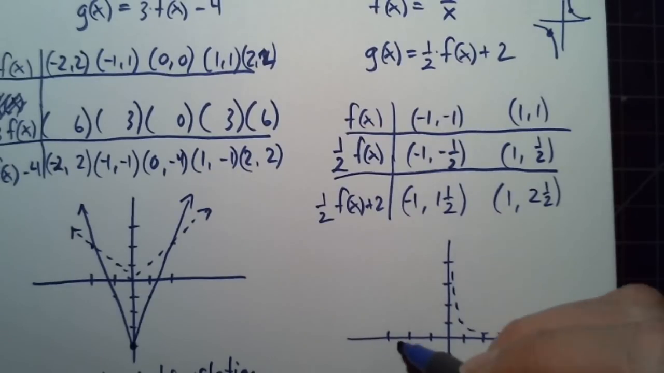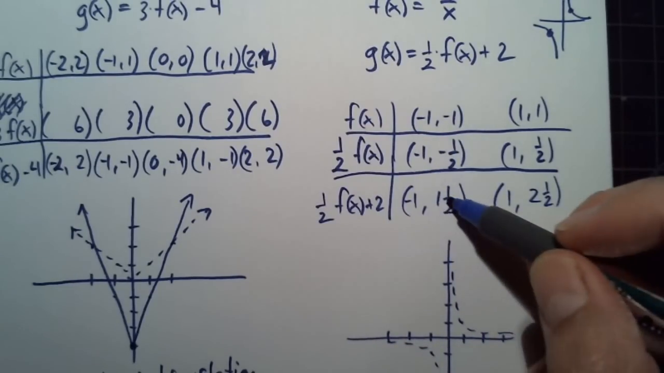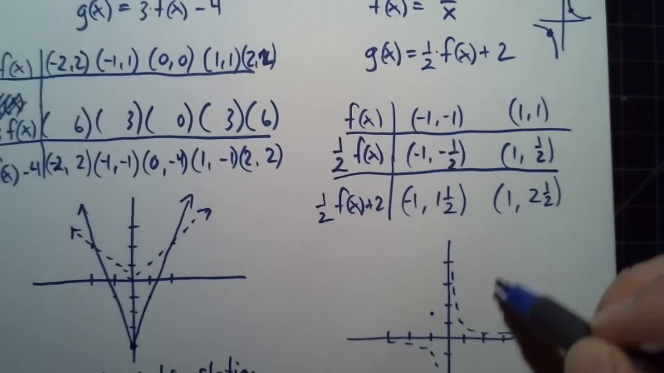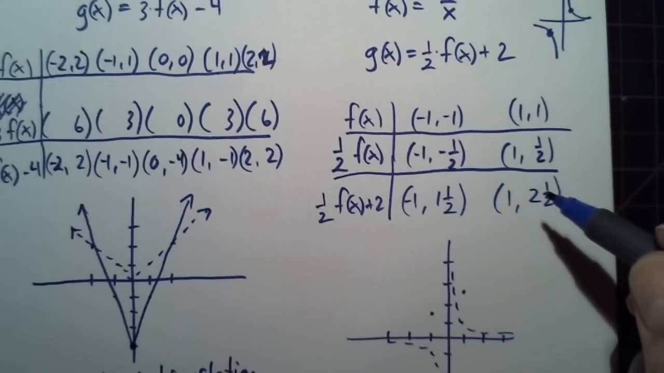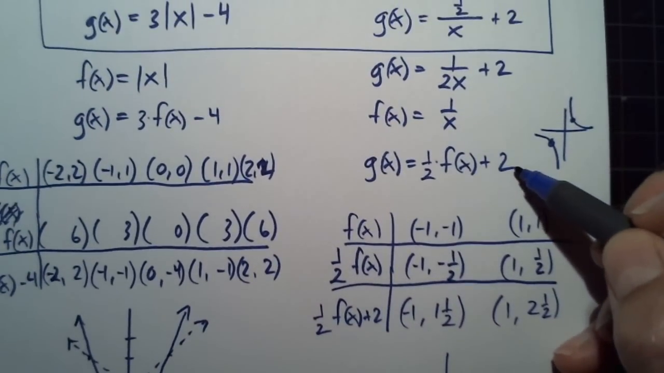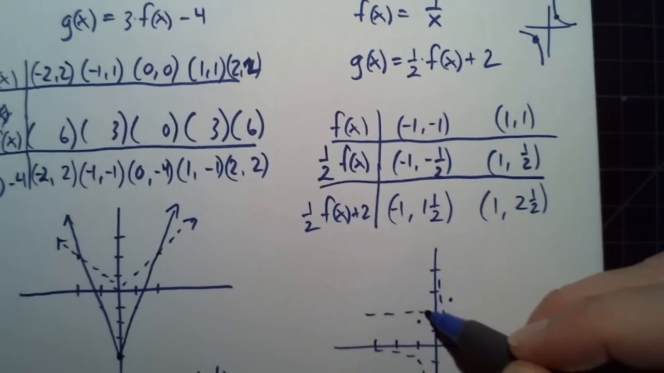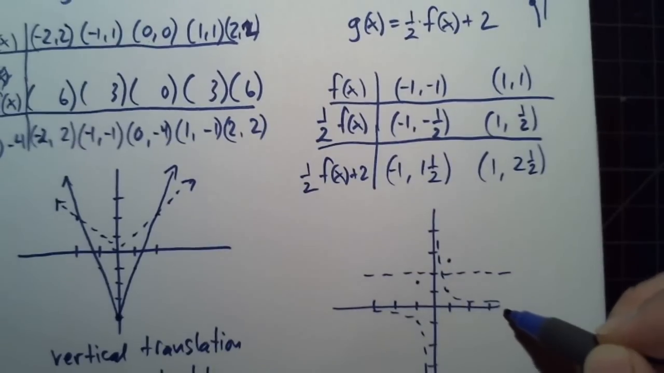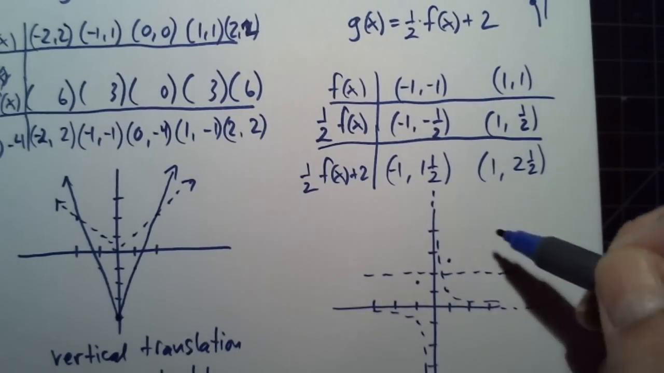Parent function. And now we have -1 up 1.5, -1 up 1.5, +1 up 2.5, and we have the vertical shift of 2, so that means the horizontal asymptote moved up from here, moved up 2, and we still have the same vertical asymptote.